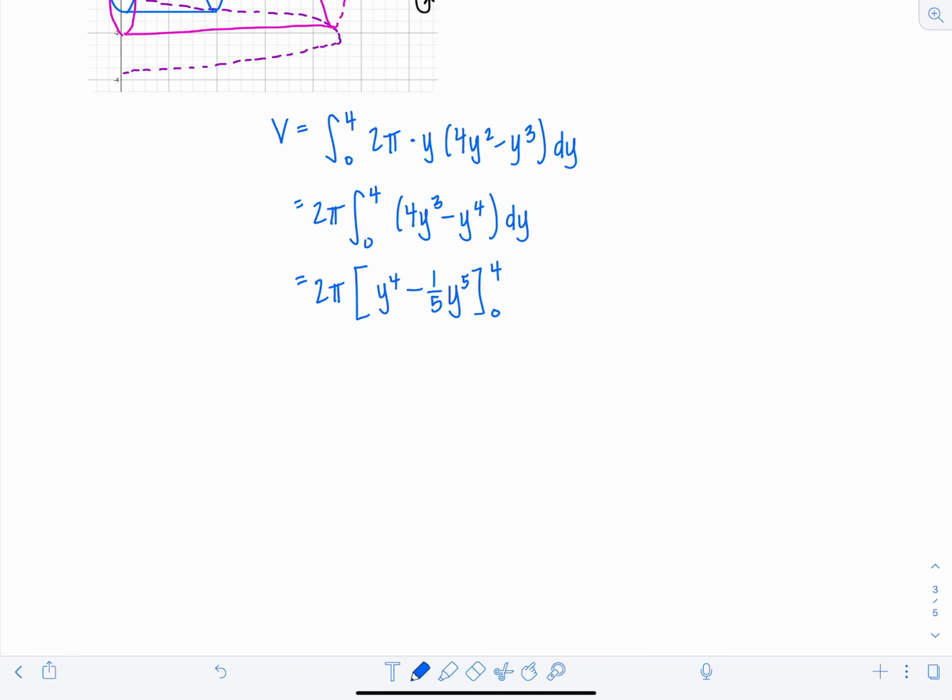So this is going to be 2 pi times 4 to the 4th, that's 256, minus 4 to the 5th, that's 256 times another 4, so 1024 over 5. If I plug in 0, I get 0. And then I'm left with 512 pi over 5.